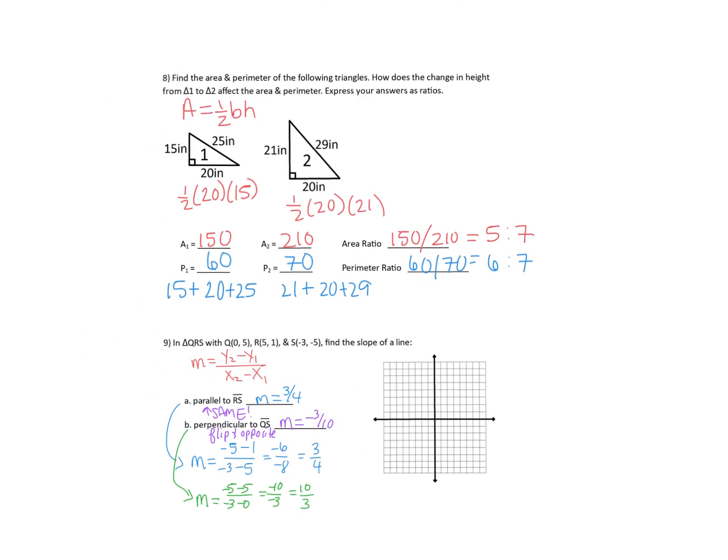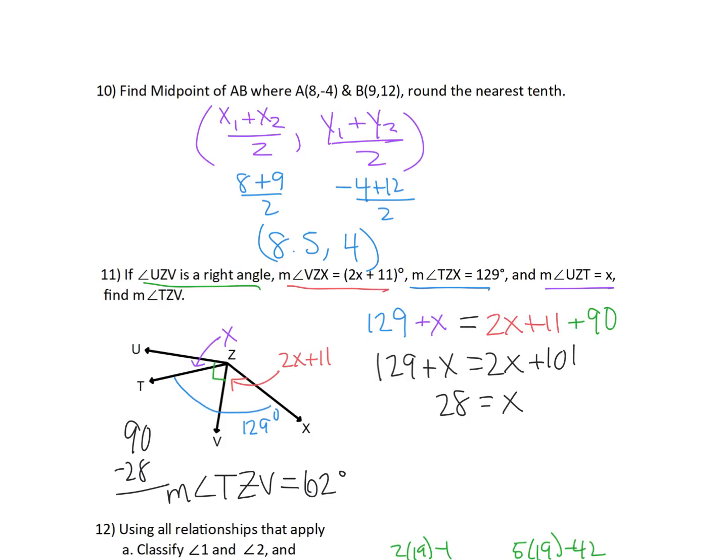All right, there's numbers 8 and 9. Number 10 is finding the midpoint. So that's just adding the 2 x values and dividing by 2, adding the 2 y values and dividing by 2. So I did get a decimal of (8.5, 4).